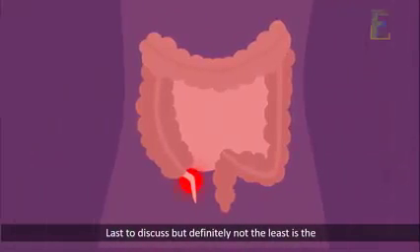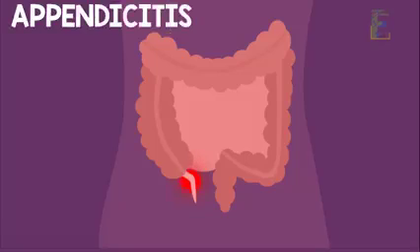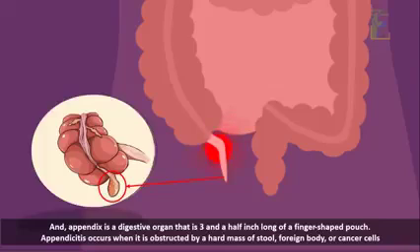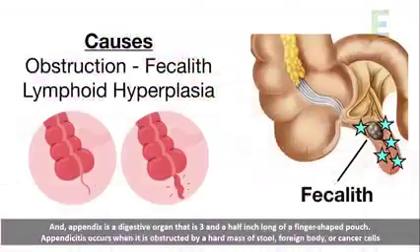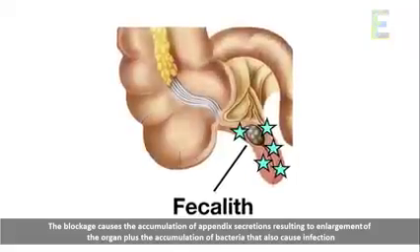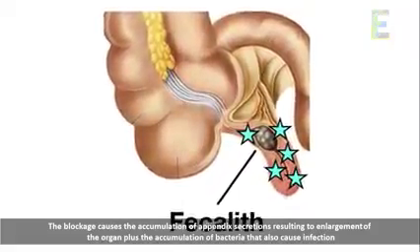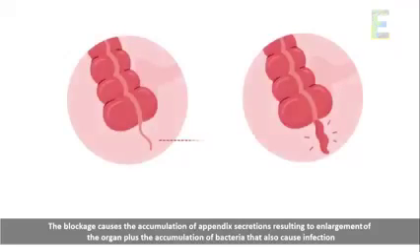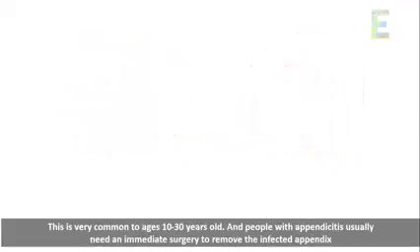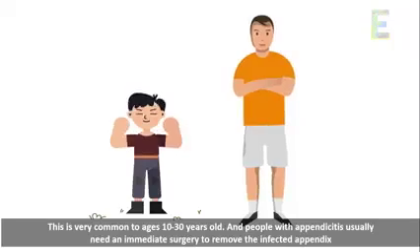Last to discuss, but definitely not the least, is appendicitis. Appendicitis is the inflammation of the appendix, a digestive organ that is a 3.5-inch-long, finger-shaped pouch. Appendicitis occurs when it is obstructed by a hard mass of stool, foreign body, or cancer cells. The blockage causes the accumulation of appendix secretions, resulting in enlargement of the organ, plus the accumulation of bacteria that also cause infection. This is very common in ages 10 to 30 years old.